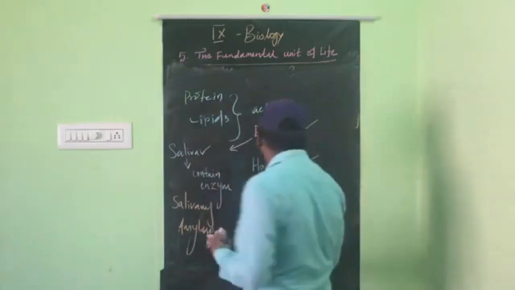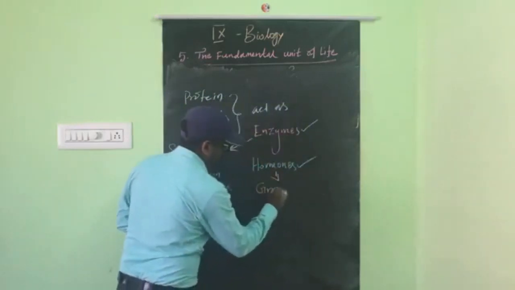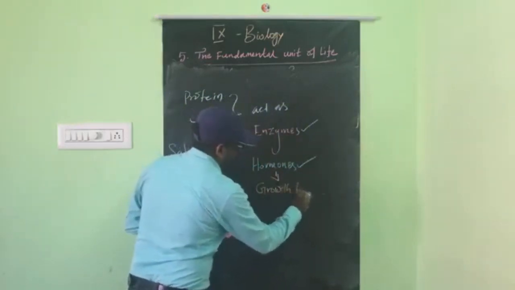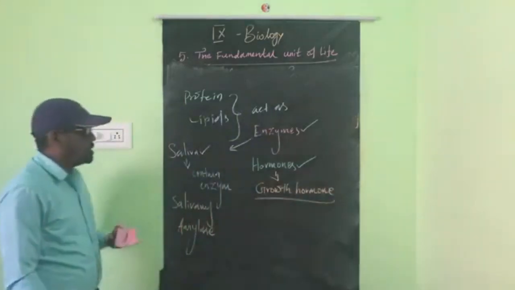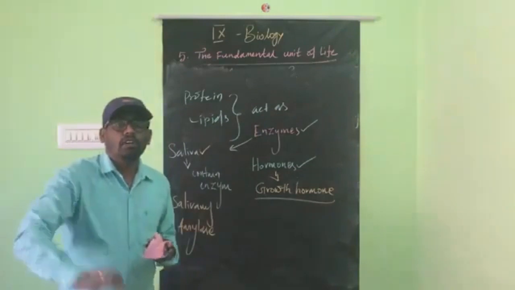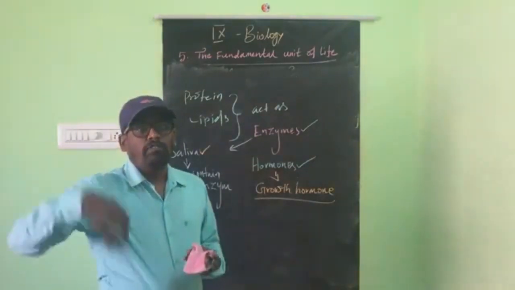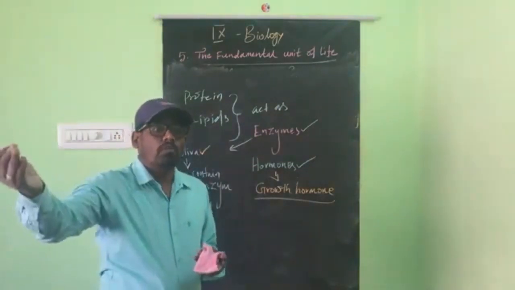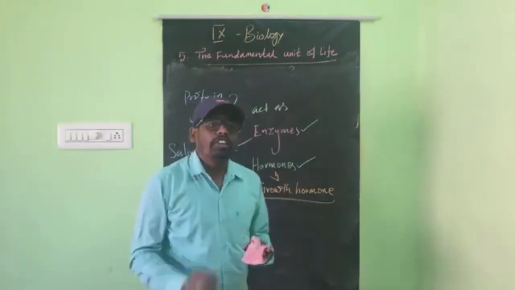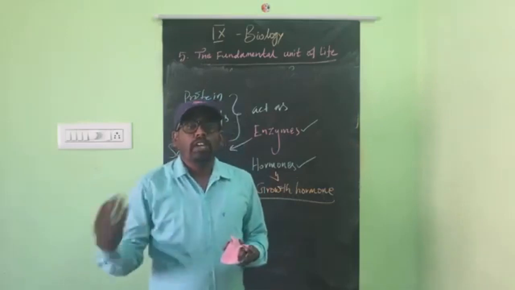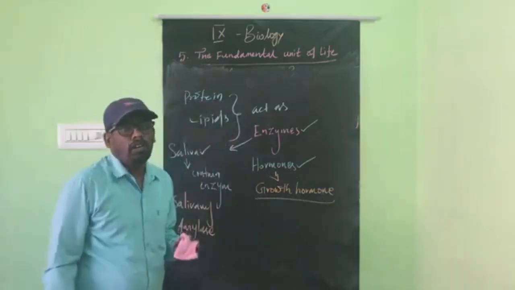So the best example is growth hormone. What is growth hormone? The chemical substance responsible for our growth. If we have more growth hormone, we grow very tall. If we do not have a sufficient amount of growth hormone, we cannot grow to normal height.